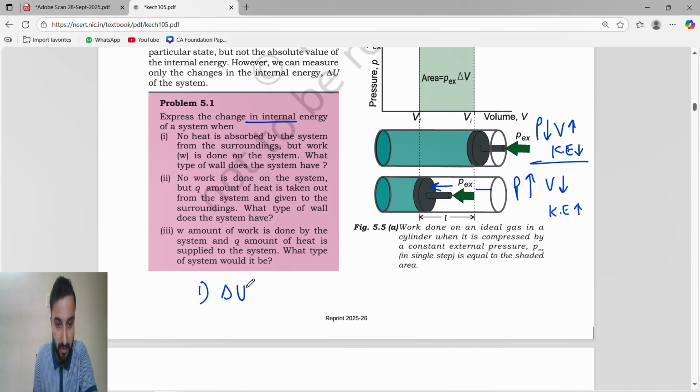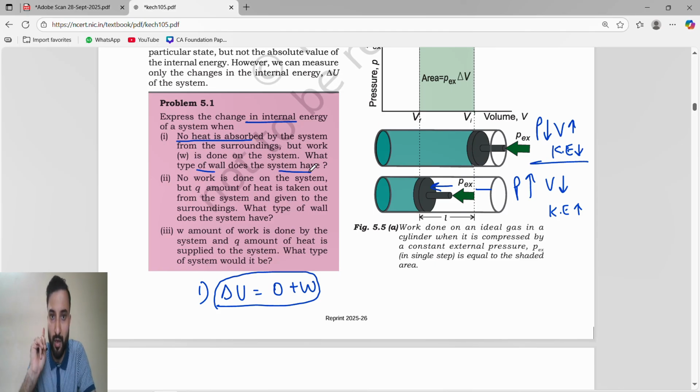Delta U equals... now see here, no heat is absorbed by the system from the surrounding. No heat means heat becomes zero. But work is done on the system. On the system means it is plus W. So delta U equals W.